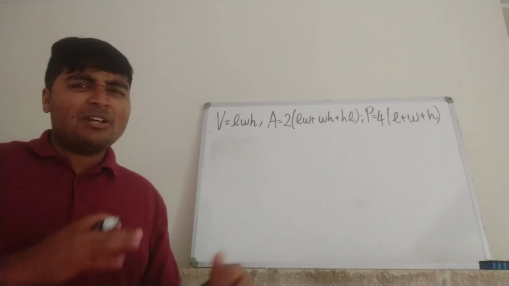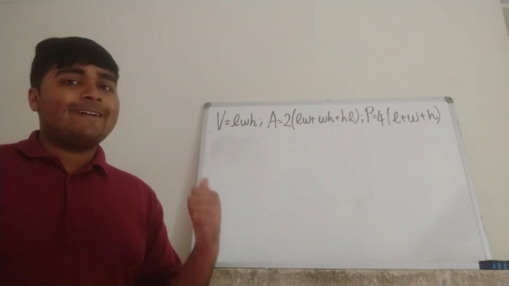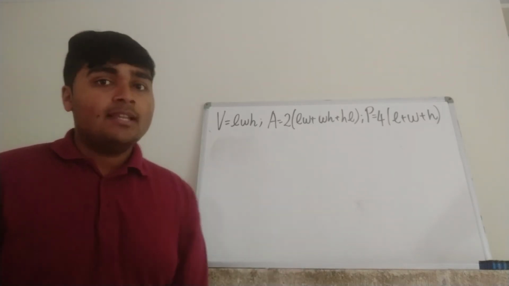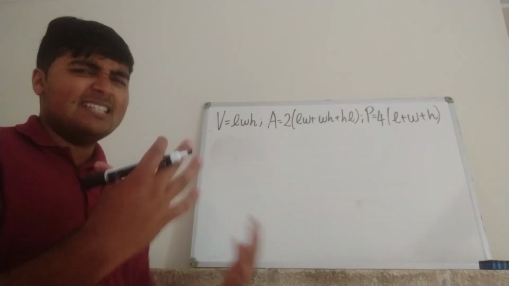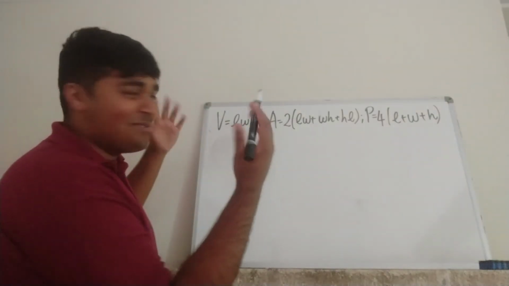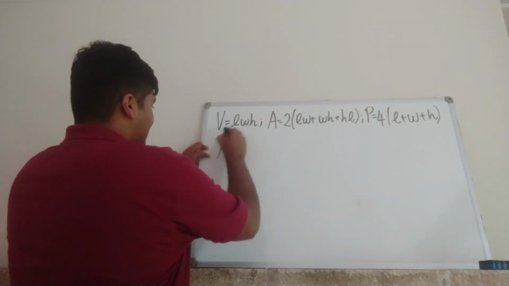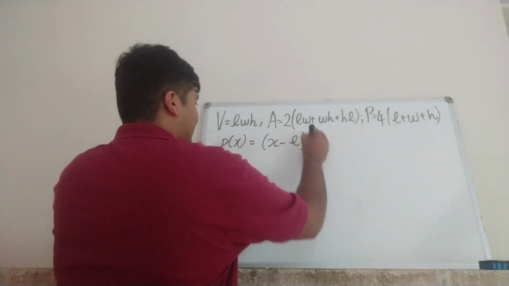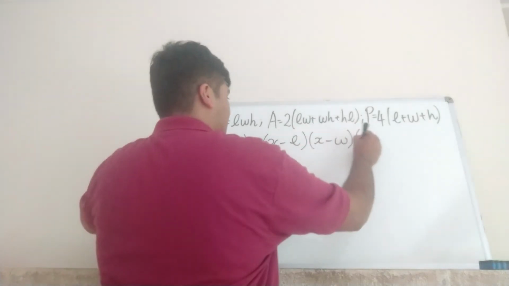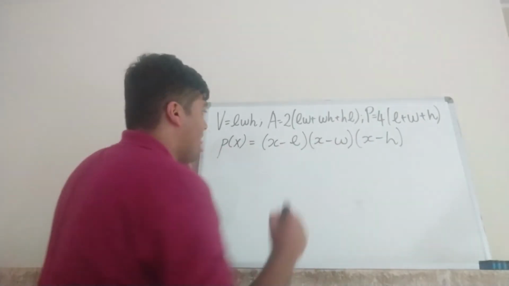Now for this problem we don't actually need to worry about positivity, just the fact that L, W and H are real. From that I'm going to construct a polynomial which I'm going to call p of x, and in fact it's a cubic. That's what this whole video has been about, cubics. So p of x, I'm just going to let it equal x minus the length, x minus the width, times x minus the height.